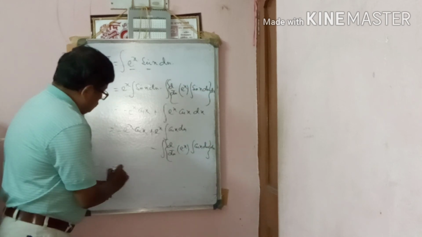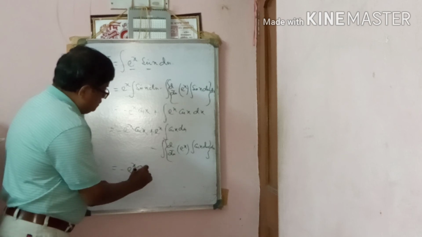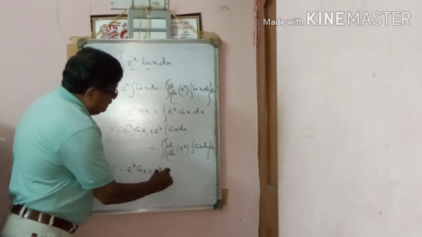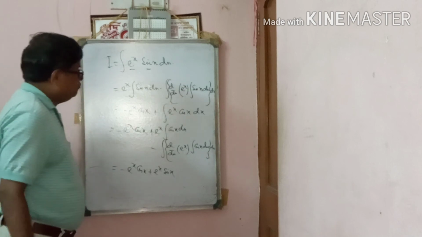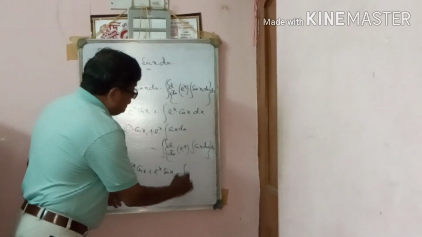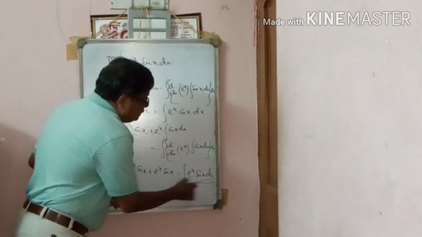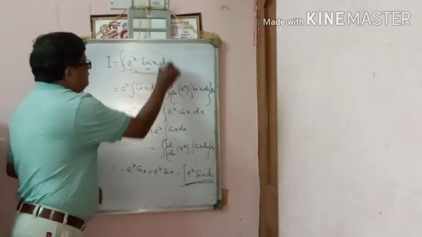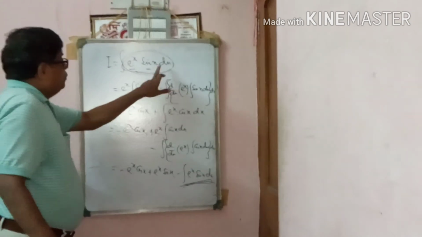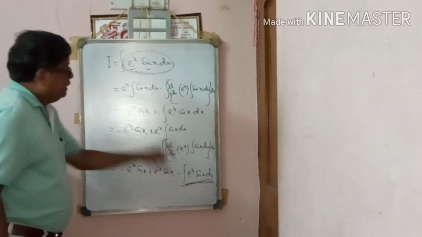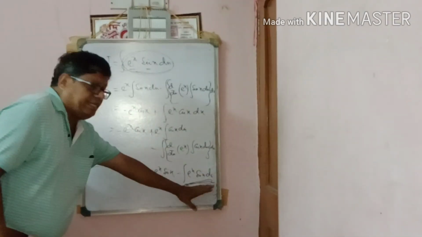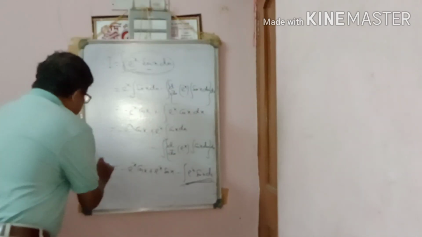Now minus e to the power x cos x plus e to the power x sin x, minus again integral of e to the power x sin x dx. See, this function and the original function are the same. So we have considered it as I first, no? So I, here also I. So you take this as I, so 2I we can write.